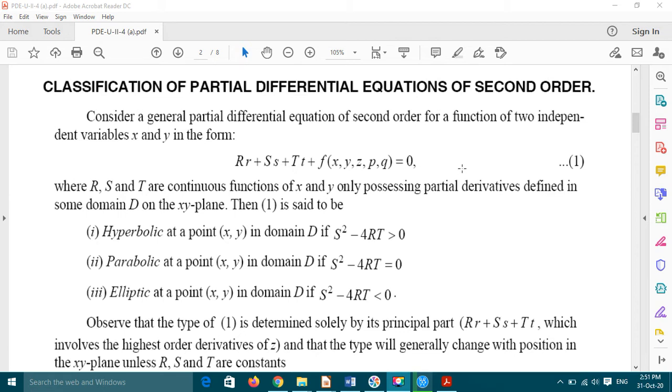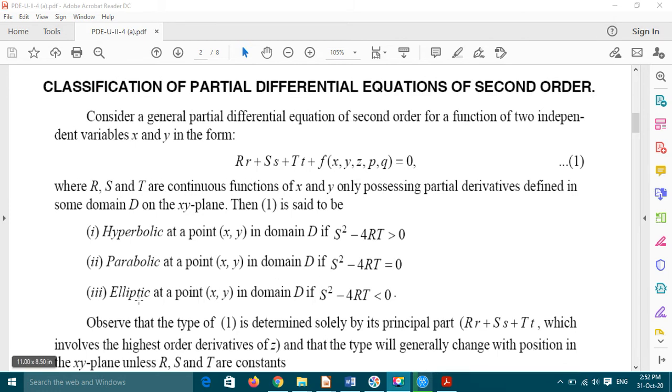Now we suppose that this is our equation 1, where R, S and T, capital R, capital S and capital T, are continuous functions of x and y only and possess partial derivatives defined in some domain D of the xy plane. Then the differential equation 1 is said to be hyperbolic at a point (x, y) in the domain D if s² − 4rt is greater than 0. The differential equation 1 is said to be parabolic at a point (x, y) in the domain D if s² − 4rt is equal to 0.